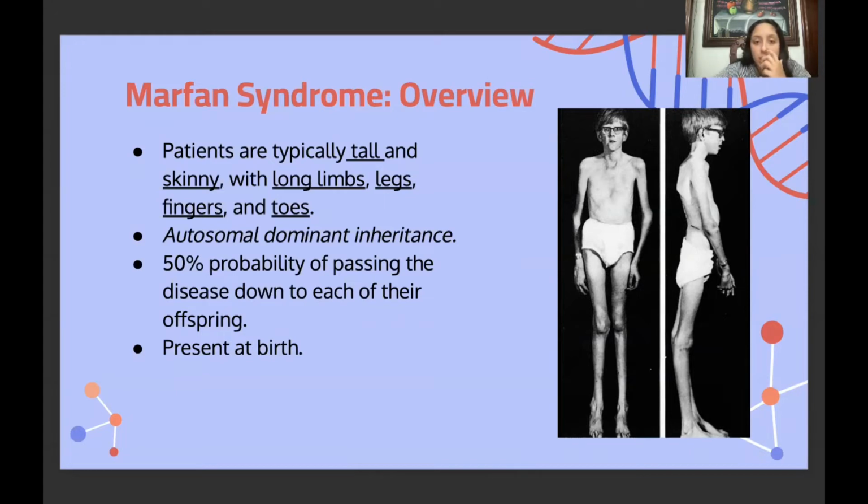Because not everybody with Marfan syndrome has the same symptoms to the same degree, it is also known as a variable expression genetic condition. Marfan syndrome is usually present from the moment the child is born. However, it is possible that it will not be diagnosed until adolescence or early adulthood.